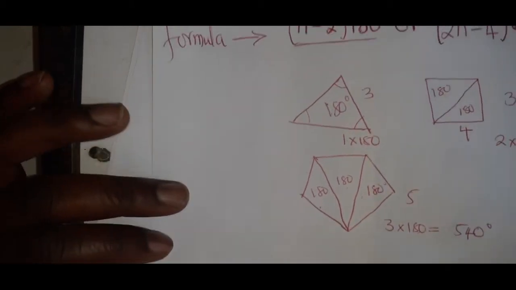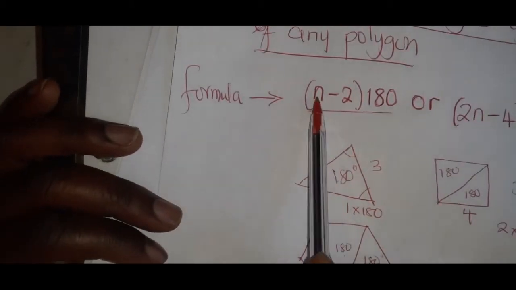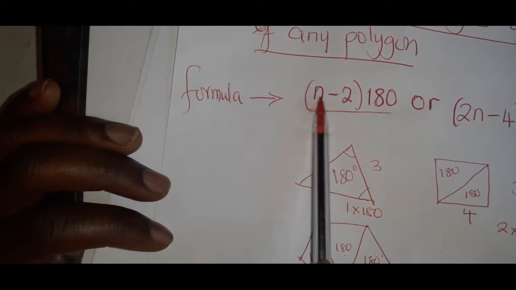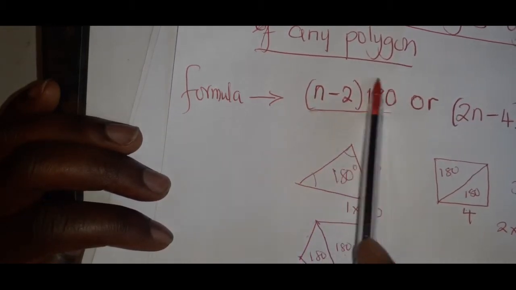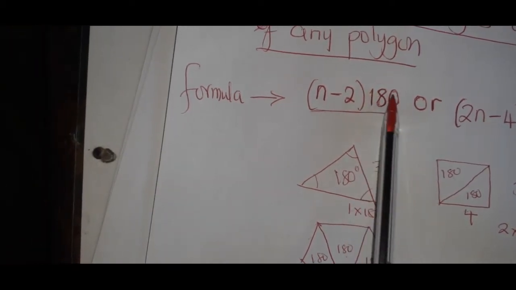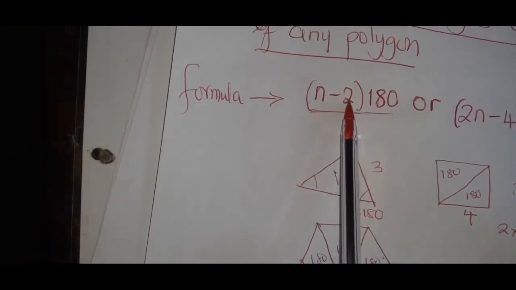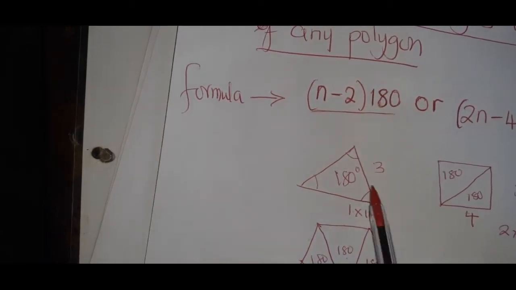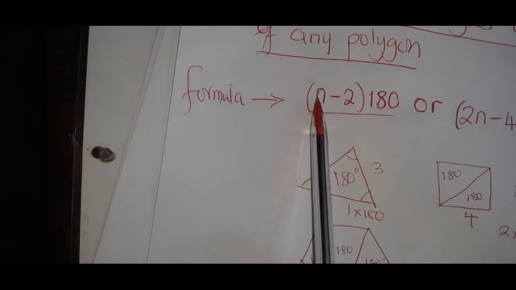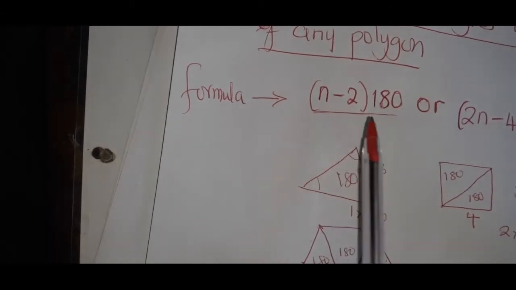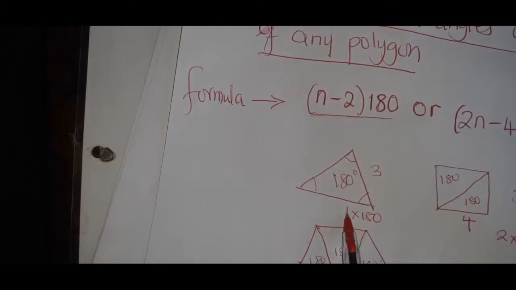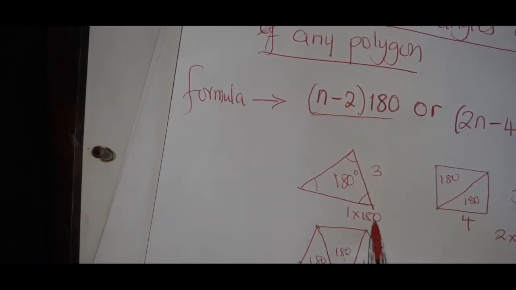So now, where is this formula coming from? This is the number of sides. The number of sides minus 2 multiplied by 180. That's what we are doing here. The first one, how many sides do we have? We have 3 sides, isn't it? So it will be 3 minus 2. What are we going to get? It will be 1 multiplied by 180.